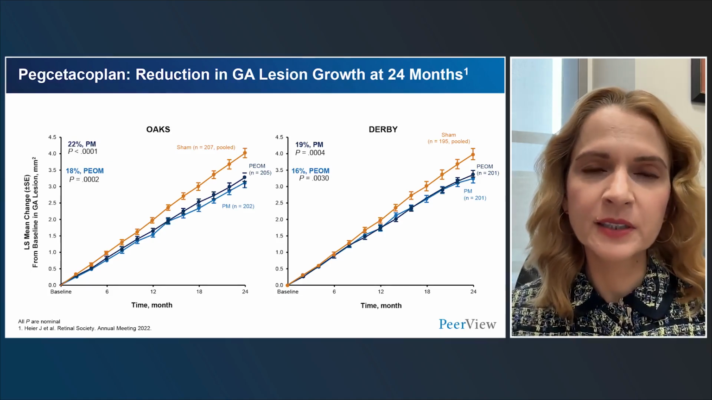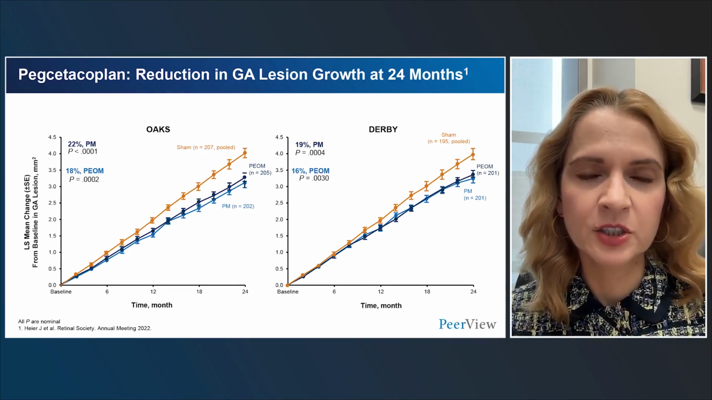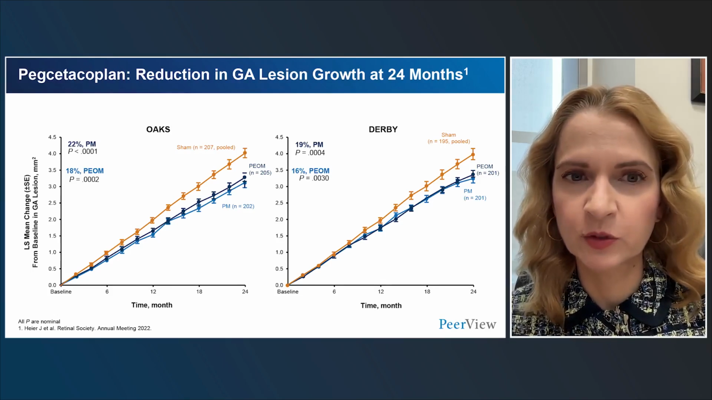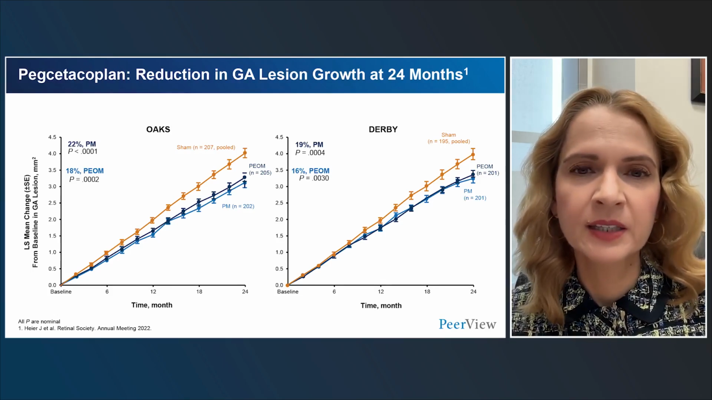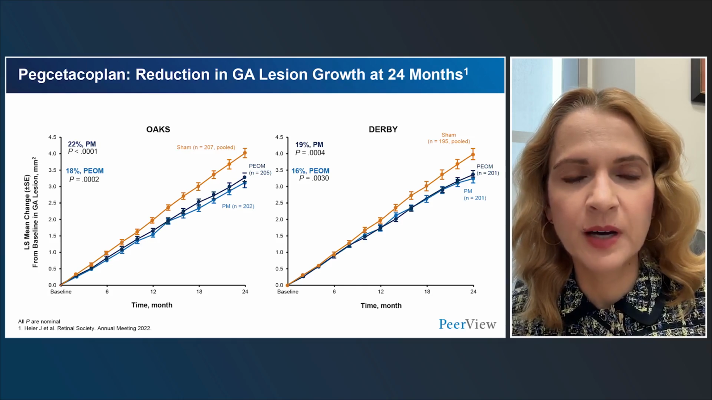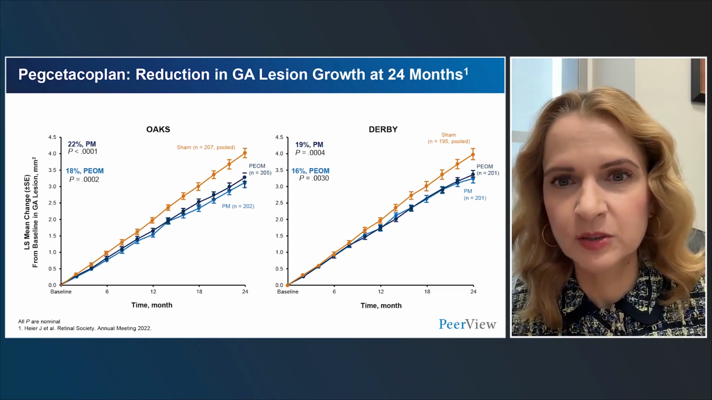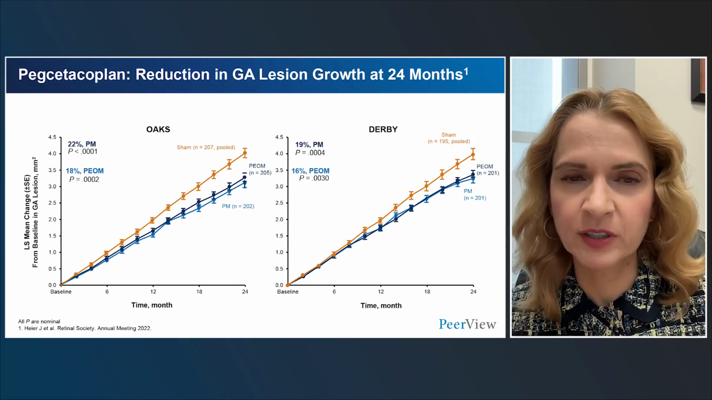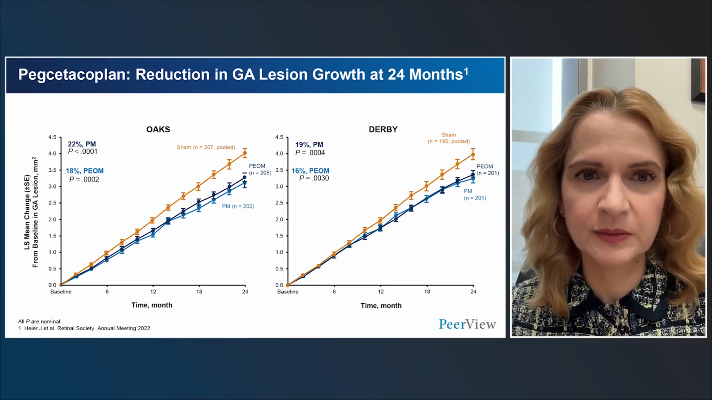Pegcetacoplan led to a clinically significant reduction in geographic atrophy lesion growth at 24 months in both studies. These are nominal p-values, and the reduction was up to 22% with monthly administration and up to 18% with every other month between the two studies.